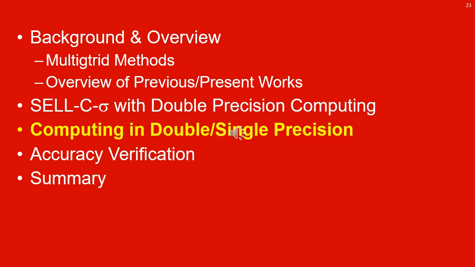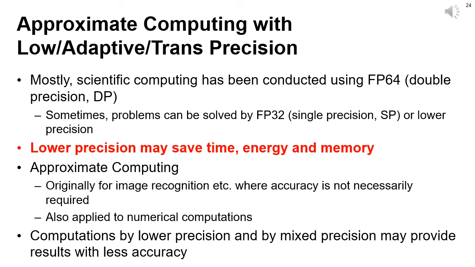Next, we would like to consider computing in double-single precision. Mostly, scientific computing has been conducted using FP64, double precision. Sometimes, problems can be solved by FP32 or lower precision. Computing with lower precision generally saves computation time, energy, and memory.